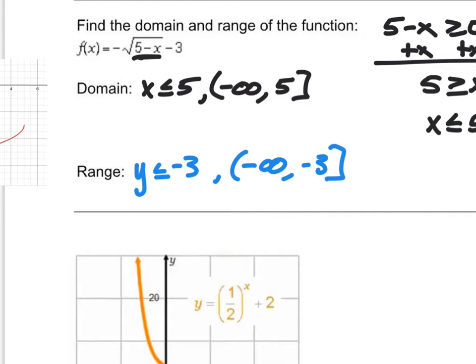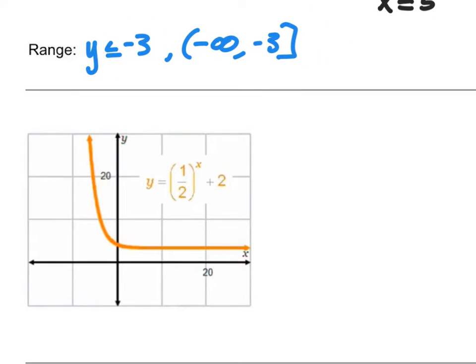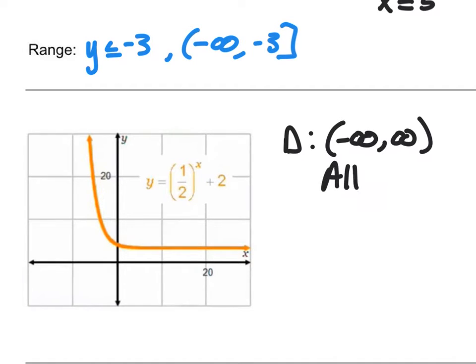Okay. All right, let's take a look at something like this. This is an exponential function, and what we know about this exponential function is that we have this graph here, y equals 1/2 to the x, plus 2. Okay. So the domain for an exponential function goes from -infinity to positive infinity. It's all real numbers, okay, all real numbers.